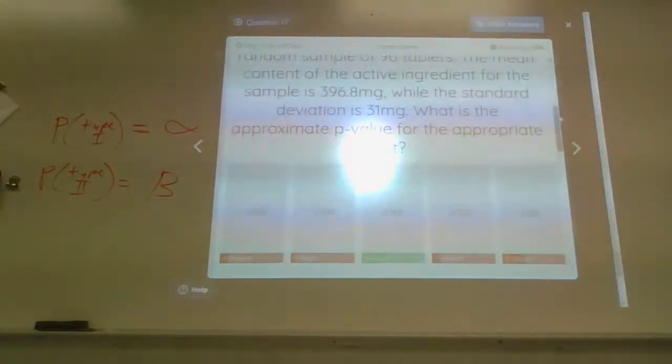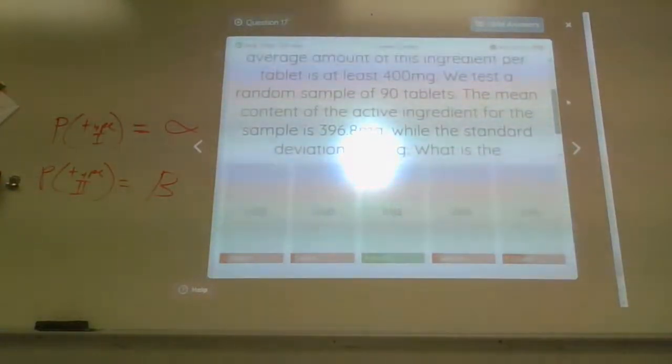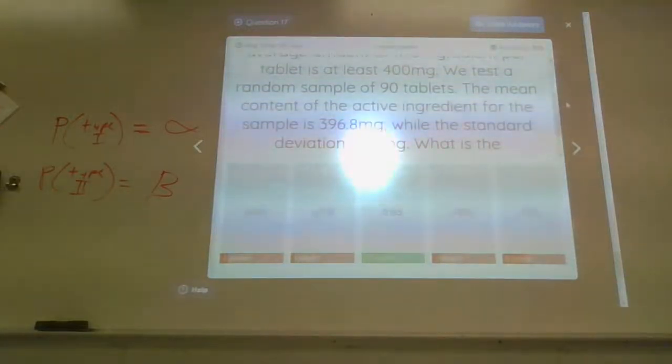Now, like I said, some of these did require you to calculate something, but look what they got going on here. They say it has to be at least 400 milligrams.